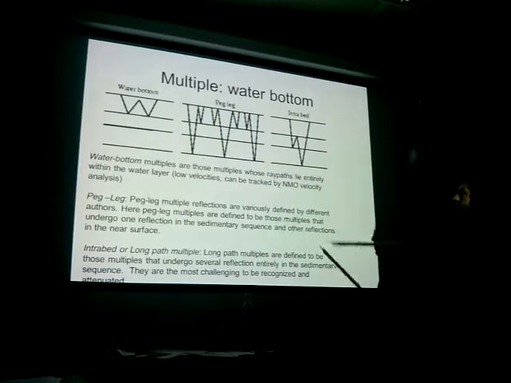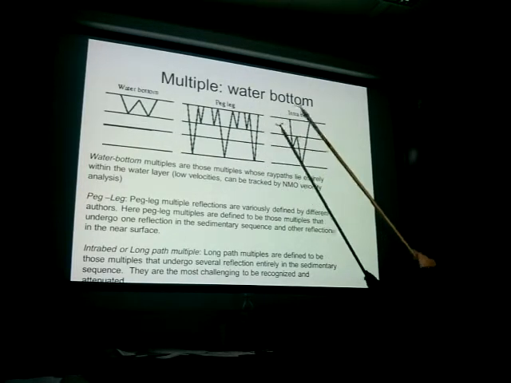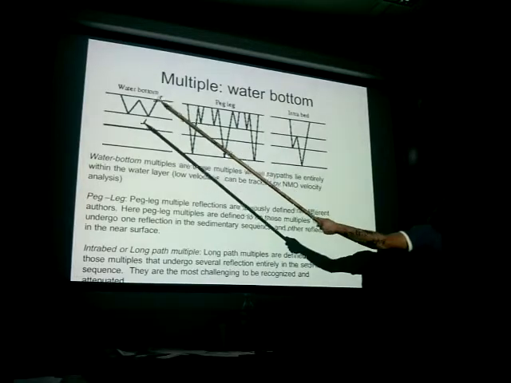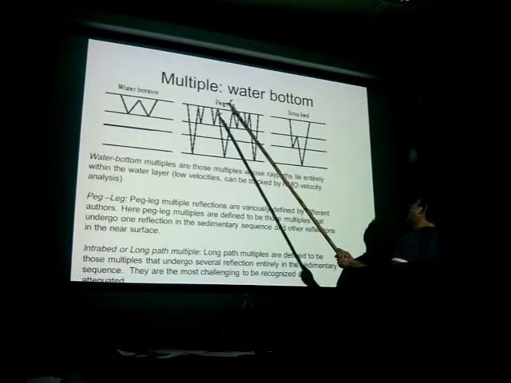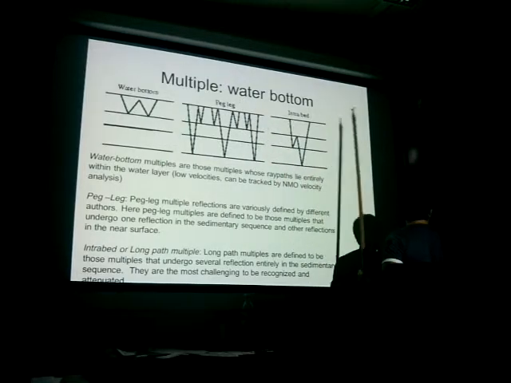Peg leg multiples are reflections variously defined by different authors, but basically they undergo reflection in the sedimentary sequence and all the other reflections at the near surface in the water. So they start there and then they end up trapped by the water. And then the interbed multiples. Easy to recognize and, in some cases, to cancel. Those are the problems.